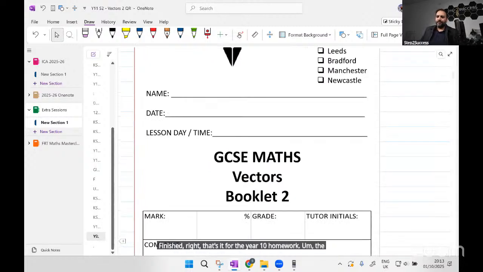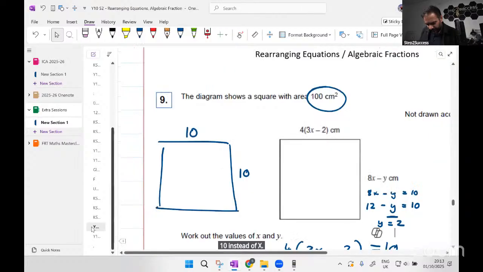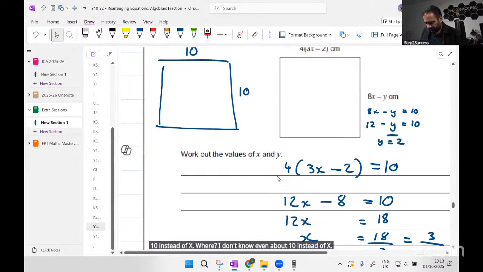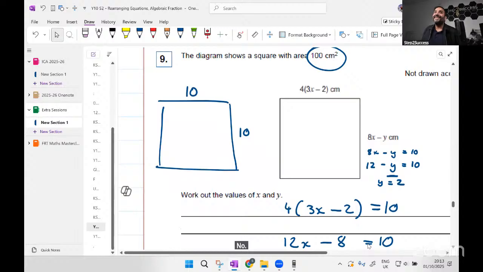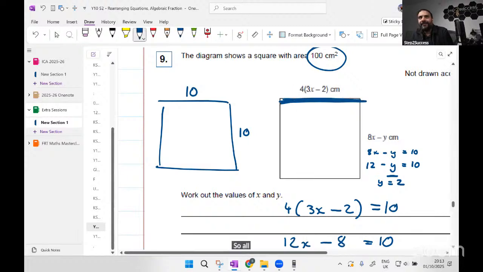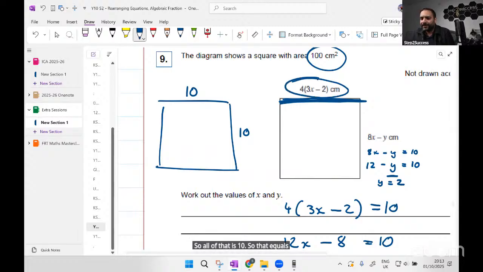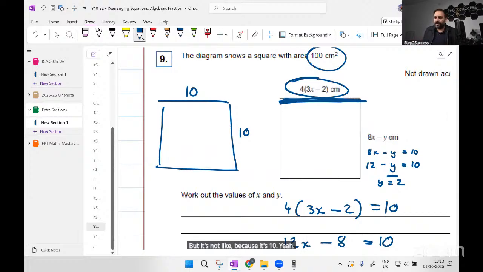The year 11 homework on vectors. 10 instead of x. Where? I don't know what you mean by 10 instead of x. No, not 10 instead of x. Sorry, I don't understand what you mean. Because I'm not saying that x is 10, I'm saying that all of one side is 10. So all of that is 10. So that equals 10, not x equals 10. I use that to work out what x is, but it's not that x is 10. Yeah. So it's not that x is 10, it is that the whole side is 10.